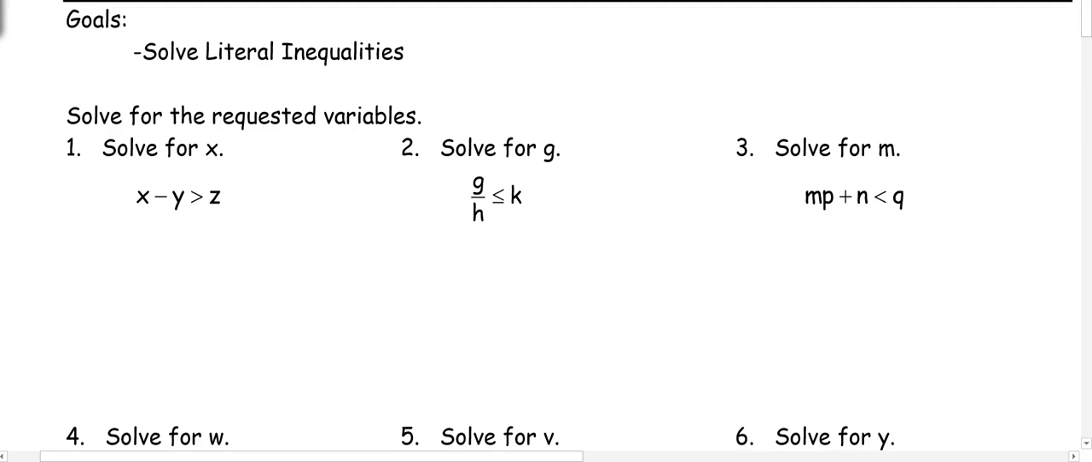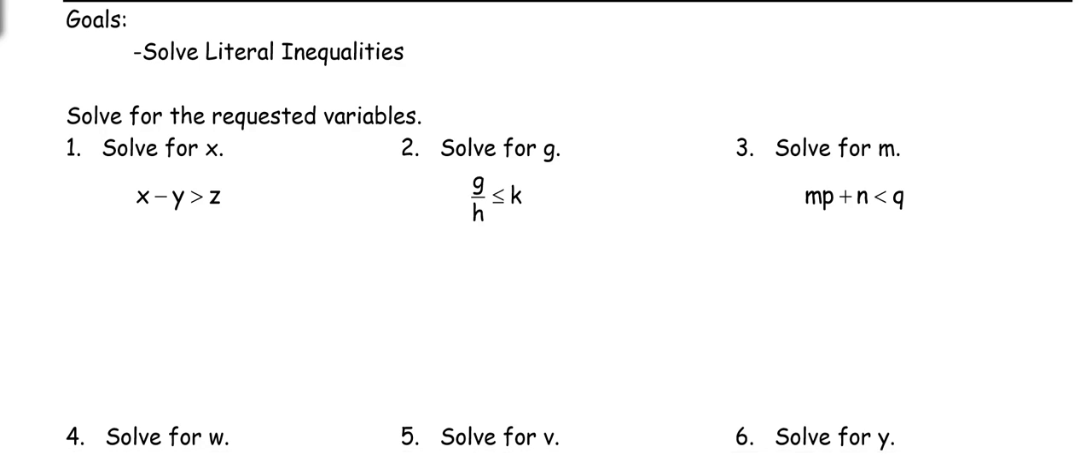This video is about solving literal inequalities. So solving a literal inequality is just like solving a literal equation. We're going to solve for the requested variable, and the only difference from the inequalities we've done the other two days is that we're not going to graph these.